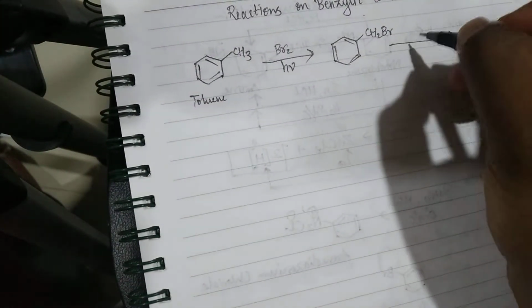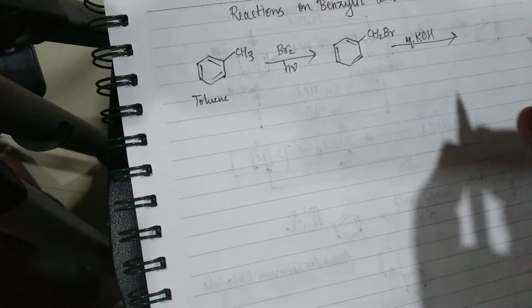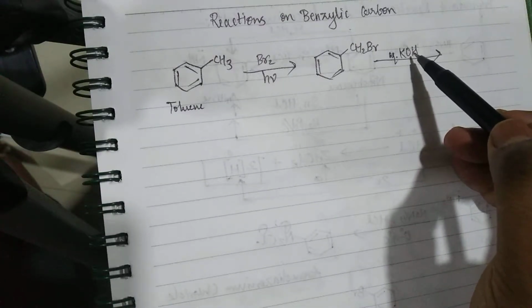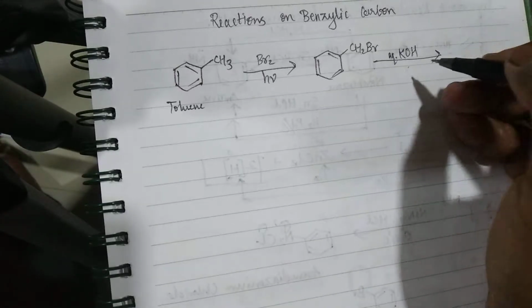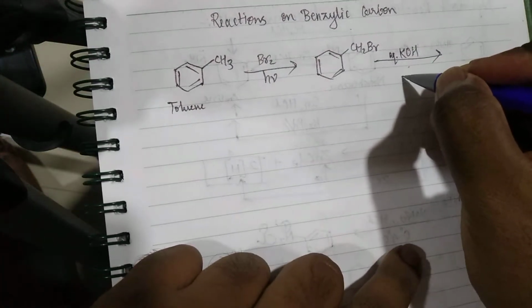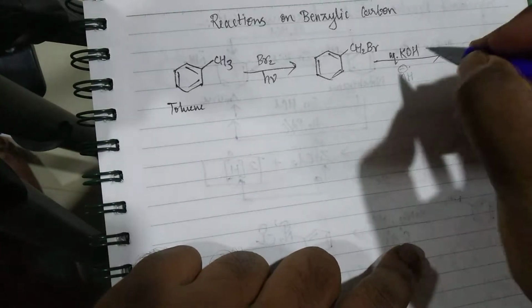So the first example is in the presence of aqueous KOH. In the presence of aqueous KOH, OH minus is the nucleophile that you will acquire from this reagent. So I'll just write this with a pencil. So the nucleophile, I am writing it with the pencil. It is OH minus. I hope it is visible.